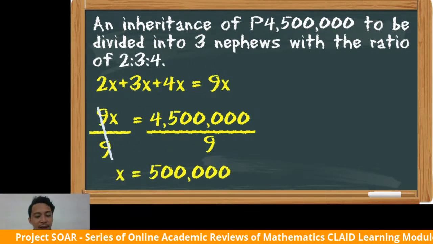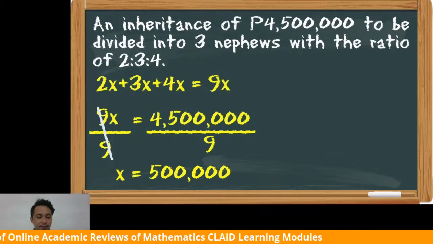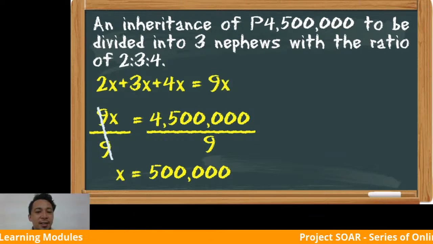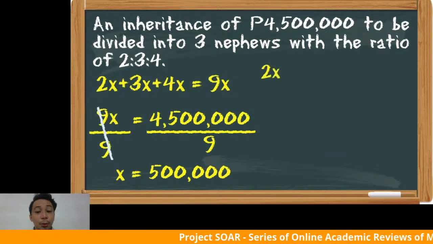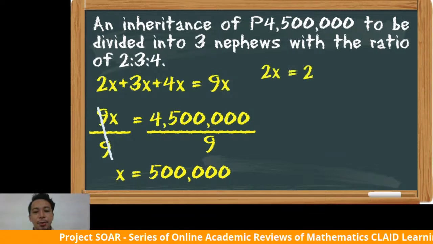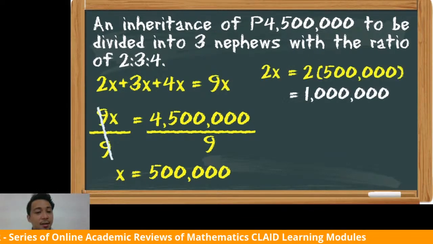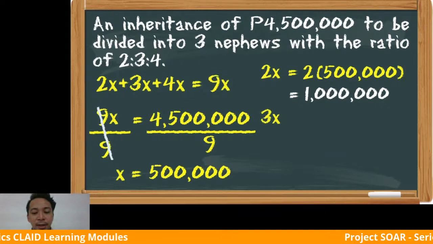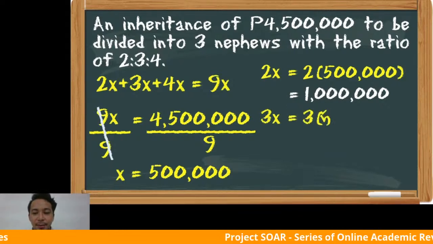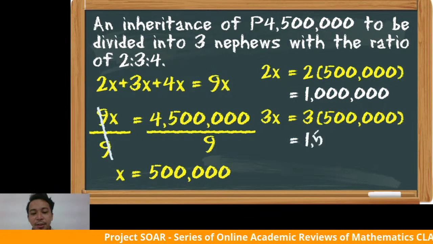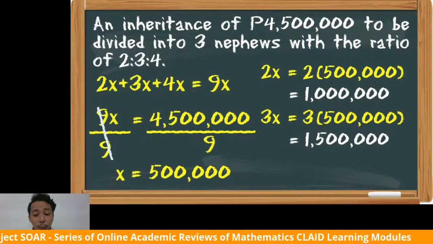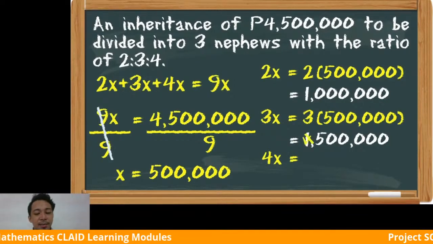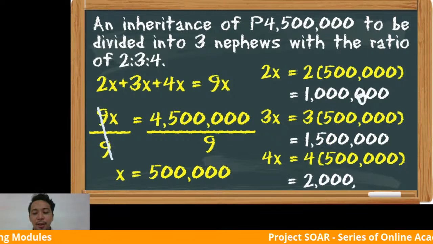And 4,500,000 divided by 9, that's 500,000. So computing for the inheritance of 3 nephews, we'll have now 2x, so that is 2. Your x is 500,000. One of the nephews will get 1 million, and the other one is 3 times 500,000. So the other nephew will get 1,500,000, and the other nephew 4 times x, with x being 500,000, so we'll have 2 million.